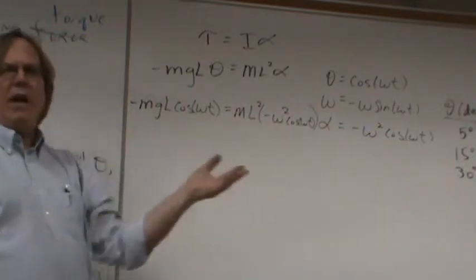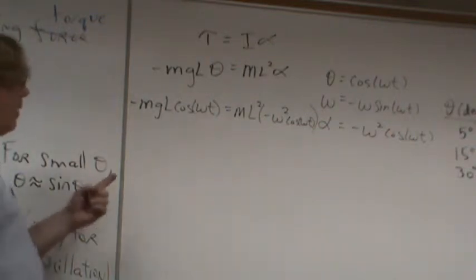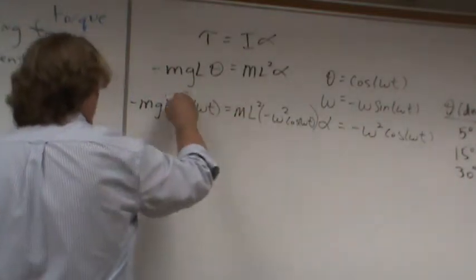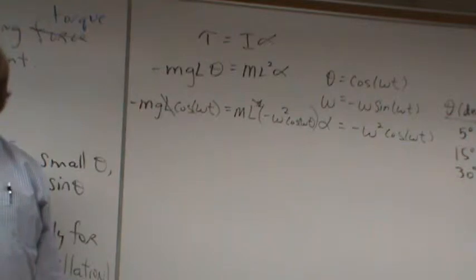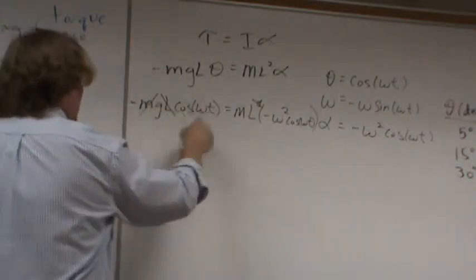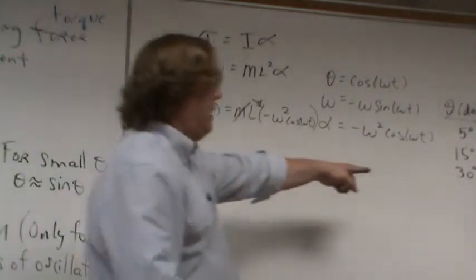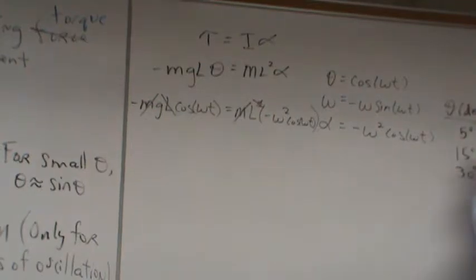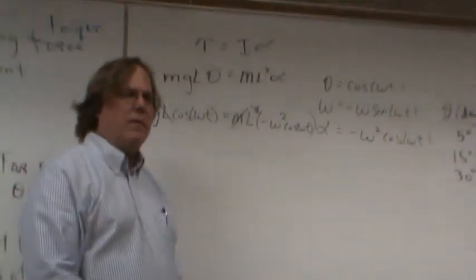Looking at these two sides, what do you notice cancels? Good, one of the L's. This is L squared, that's L, so boom, boom. What else cancels? The mass. Yeah, the mass. And that's actually really important. Do you notice the mass cancels? I'm essentially telling you I'm going to get an equation for the period and frequency and angular frequency of a pendulum, and mass is irrelevant.